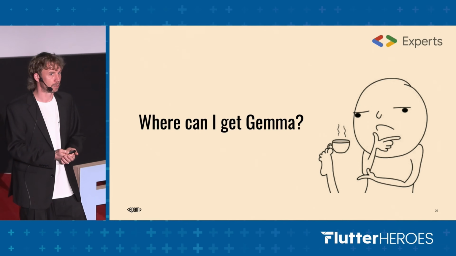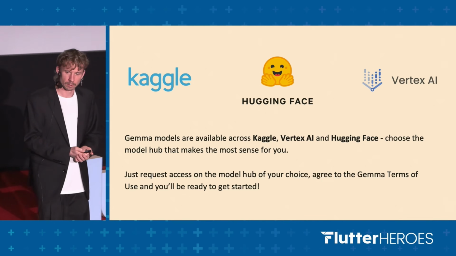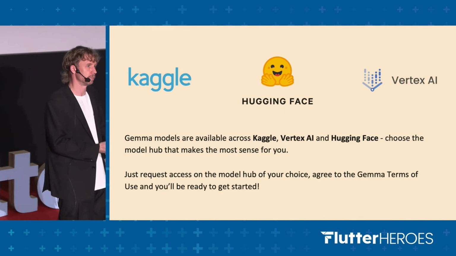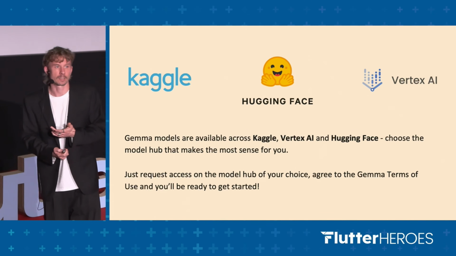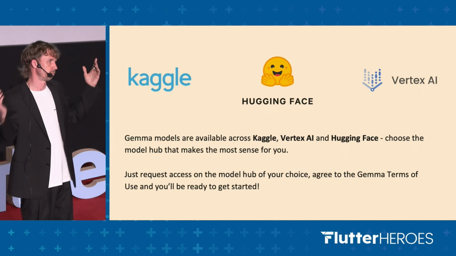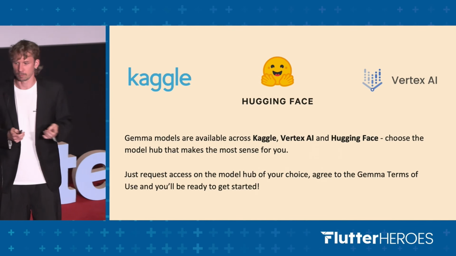Where can you get Gemma? There are 3 options. Kaggle and Hugging Face, specific resources for AI developers, or you can get it from Vertex AI by Google, download it or even deploy it to the cloud and use it from the cloud.